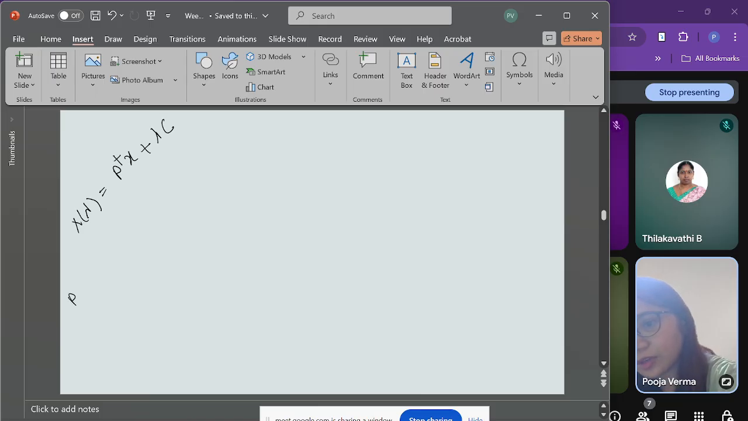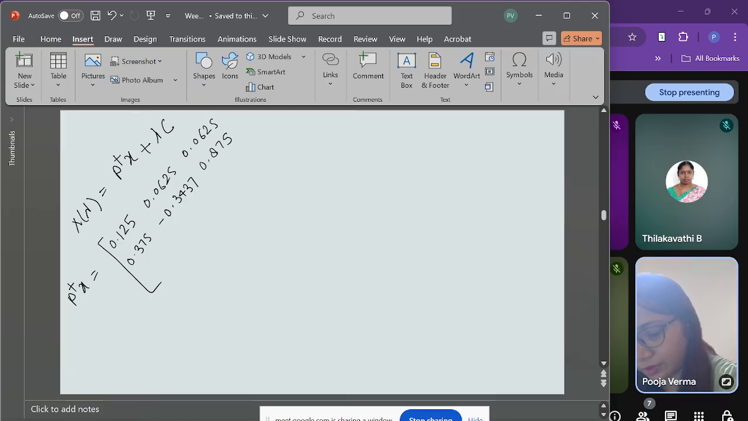So just calculating these two values. X(lambda) is equal to the pseudo inverse of P times x plus lambda C. First we need to calculate the pseudo inverse of P times x. This matrix is given, with values 0.125, 0.0625, 0.0625, 0.375, minus 0.3437, 0.875, minus 0.3125, 0.125, minus 0.0625, 0.125, 0.0625, minus 0.375. What is the homogeneous representation of x? That is 1, 2, 1.